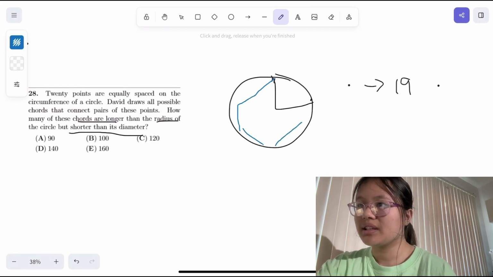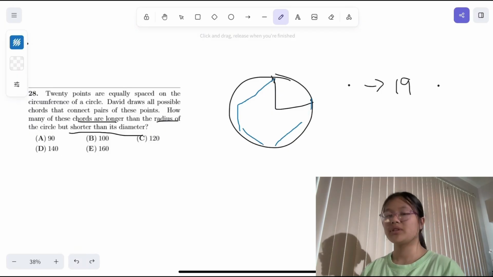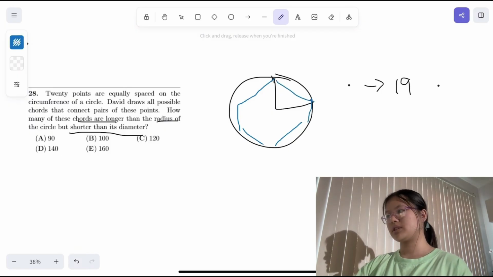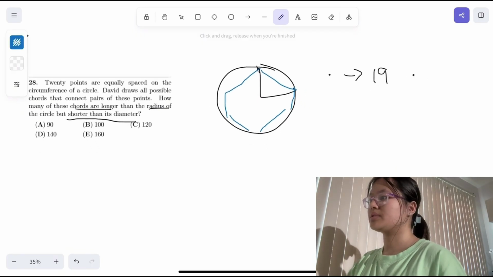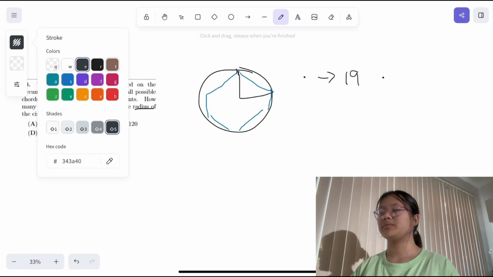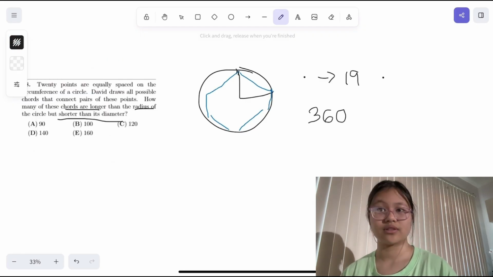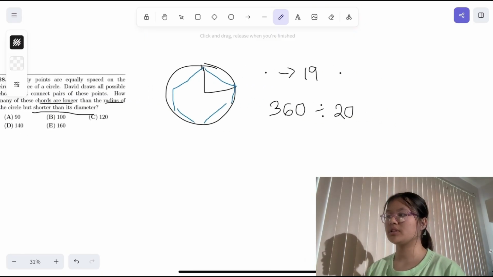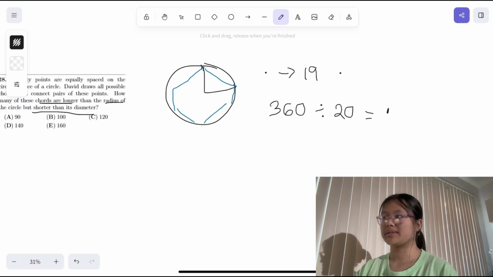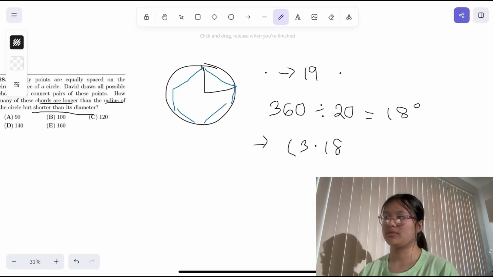So yeah, okay. And then for each chord to be larger than the radius, its central angle has to be larger than 60 degrees because of an equilateral triangle. And since 20 points form a regular 20-gon, the central angle of the chord connecting two adjacent points is 360 divided by 20, which is then 18 degrees. So therefore, the angle needs to be at least 4 times that, since 3 times 18 equals 54, which is less than 60. So it has to be 4 times of that.